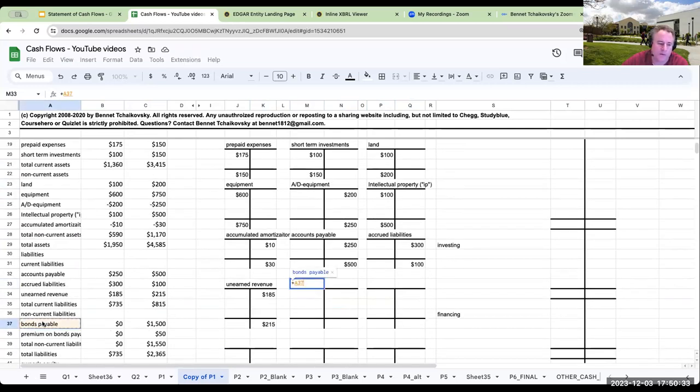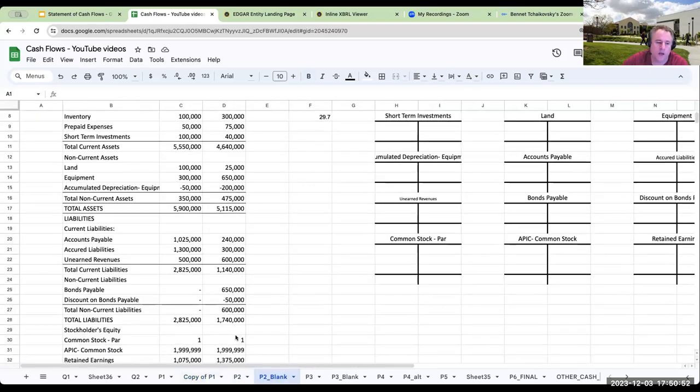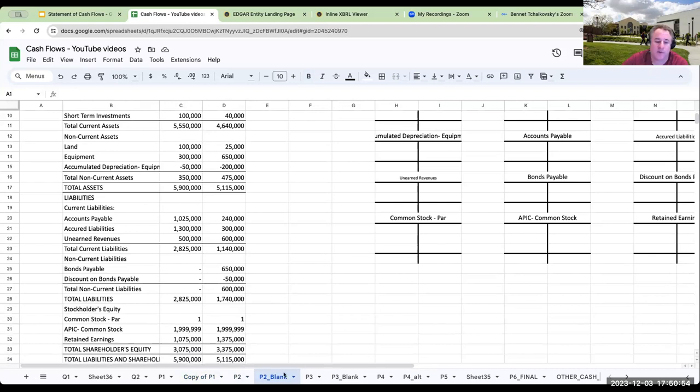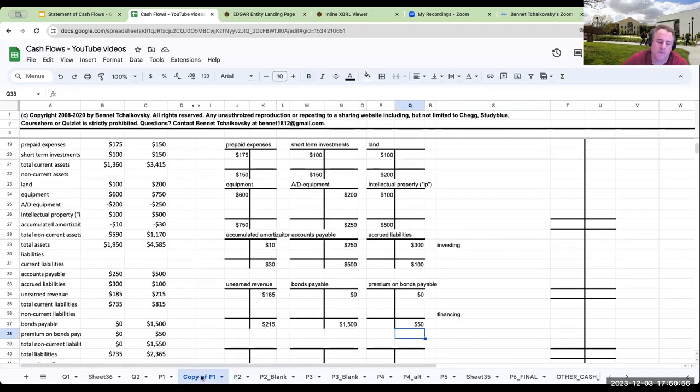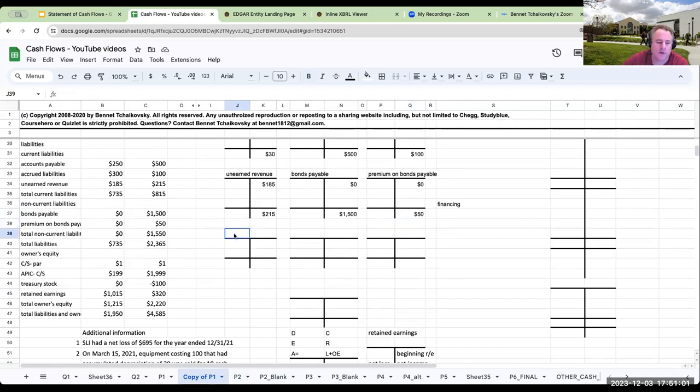Over here, bond payable, opening of 0, ending of 1500. Premium on bonds payable, opening of 0, ending of 50. If it was a discount, and I think I have a question like that that we're going to go through, yeah, discount, we'll do that one next. But premiums have a credit balance. Okay, so then we have over here non-current.